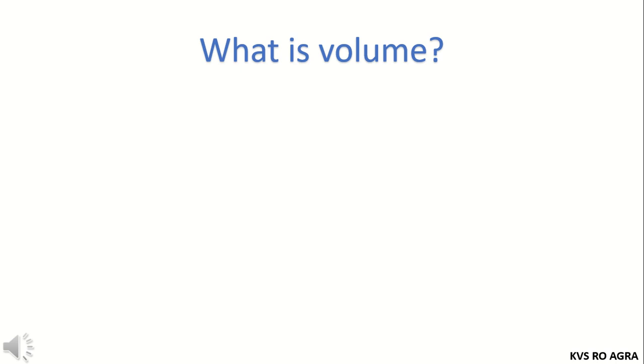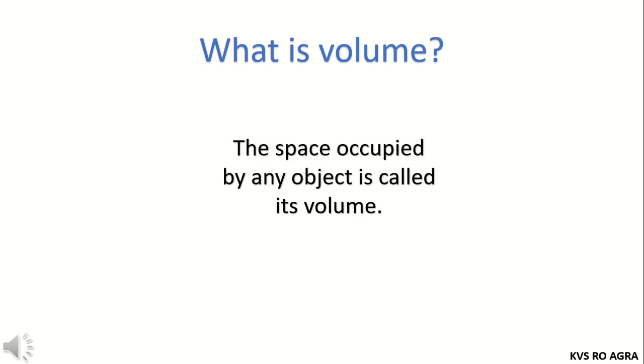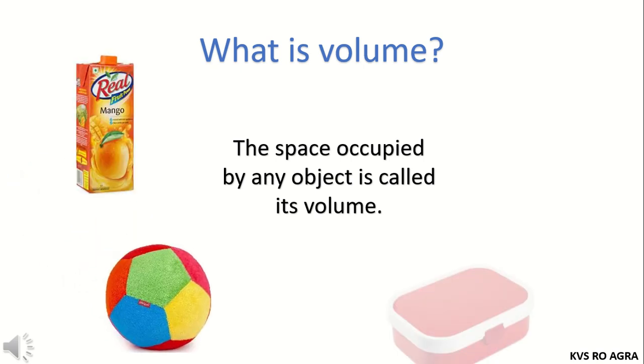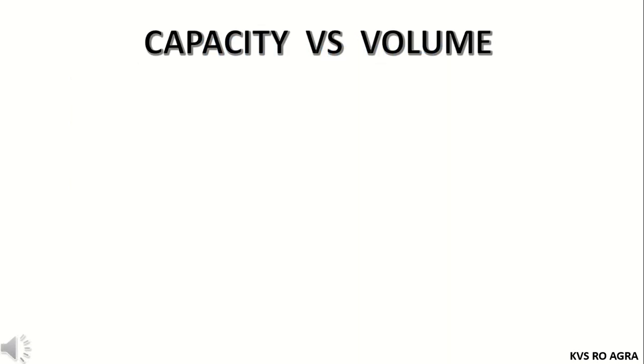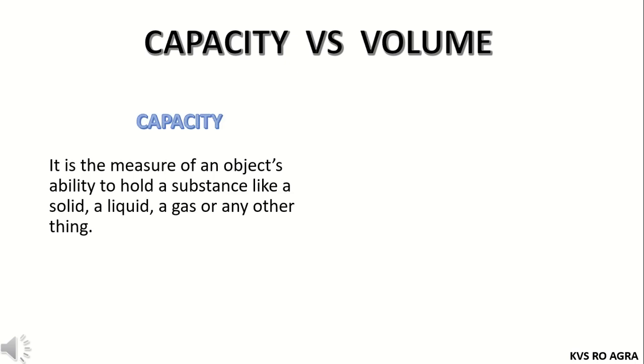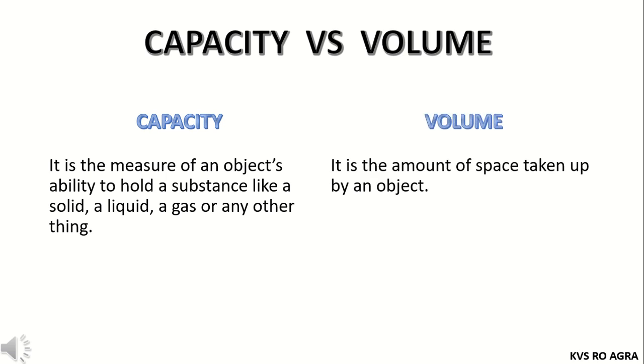So children, what is volume? The space occupied by any object, be it a packet of juice, a ball, a lunch box, a cube or anything, is called its volume. What did you understand, children? Capacity is the measure of an object's ability to hold a substance, while volume is the amount of space taken up by an object. Understand?